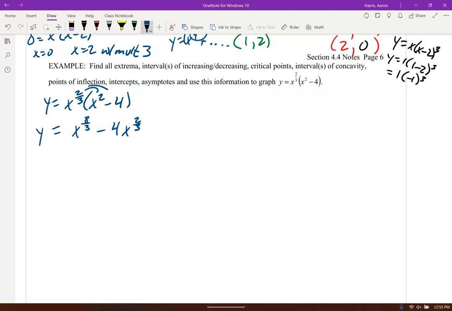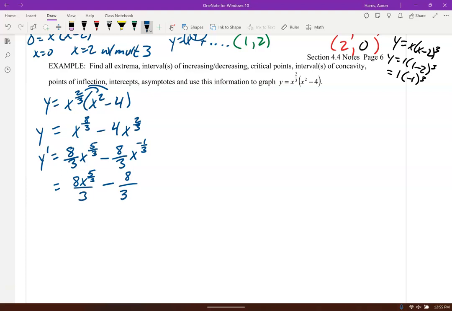And then I would take this derivative. So the derivative, then I can just use the power rule. 8/3 x to the 8/3 minus 3/3 is 5/3, minus 4 times 2/3 is 8/3 x to the 2/3 minus 3/3, which is -1/3. So I got, let me write it as this.